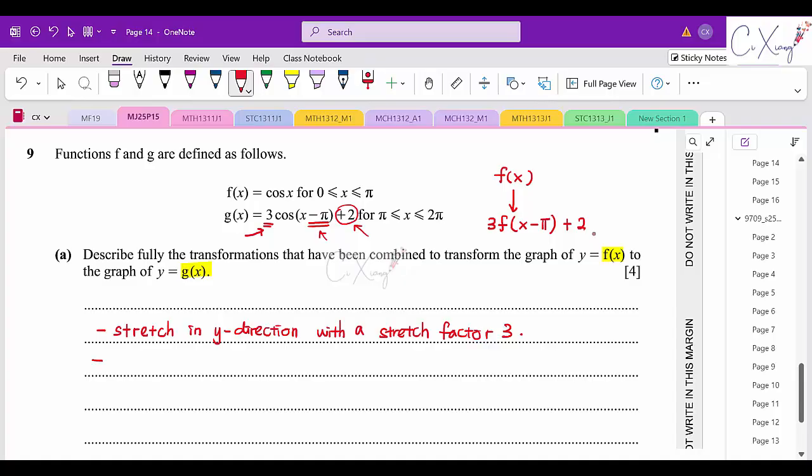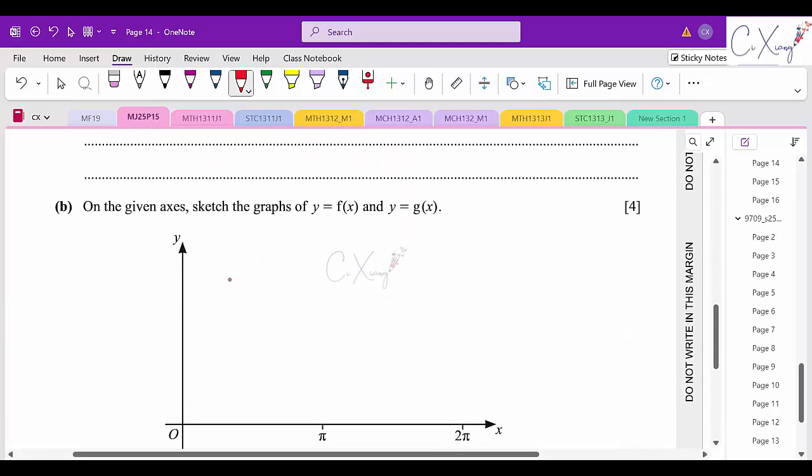After that, I'm having the translation in x and also the y. I can combine them into one step where we are having translation with the vector. It will be pi and also 2. Okay, so this is the transformation involved in the question for part A, 9A. Alright, then let's continue further.